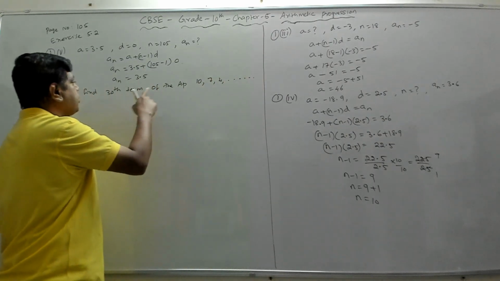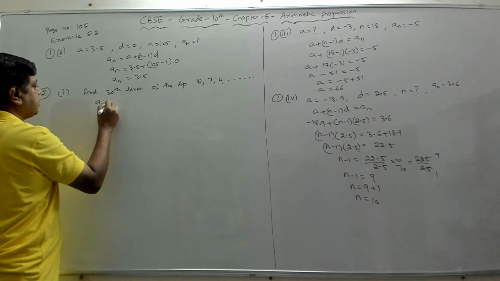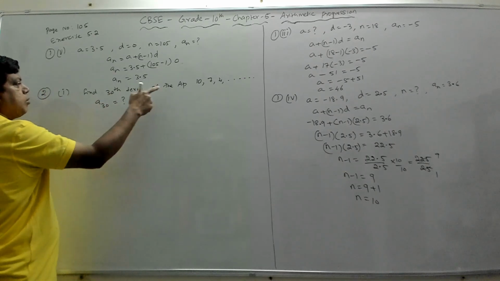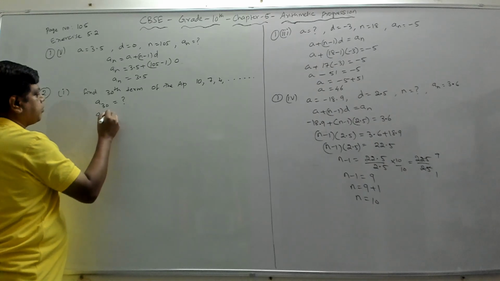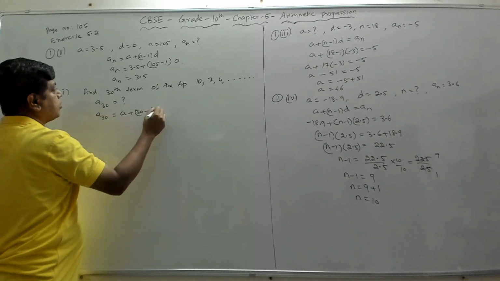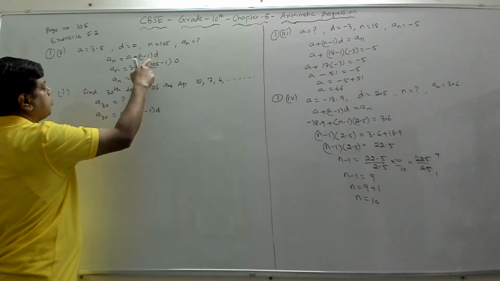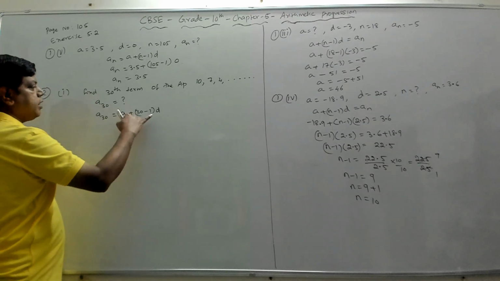We have to find the 30th term of this AP, which means we should find A30. 30th term of AP is A30. So what is A30 formula? So A30 is A plus 30 minus 1 into D. If you substitute in this formula, A plus N minus 1 into D, I am just substituting for N as 30. Now we can find this if you know A and D.